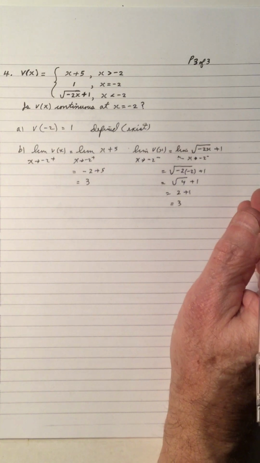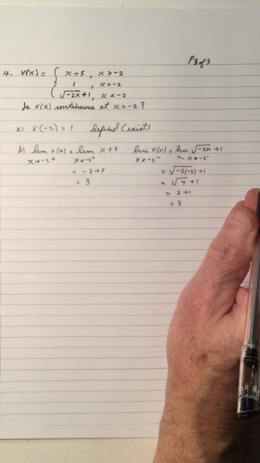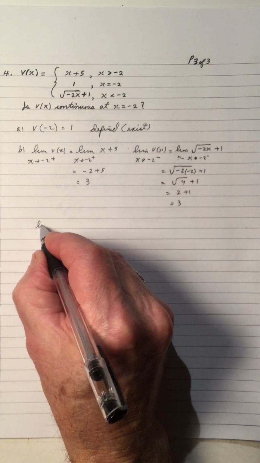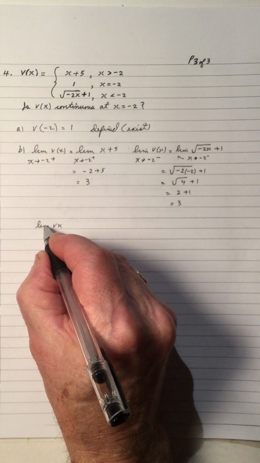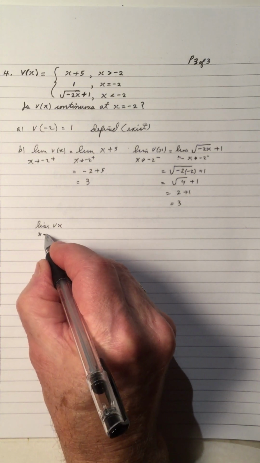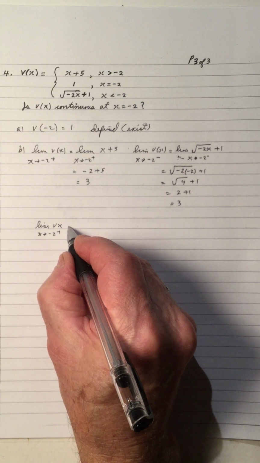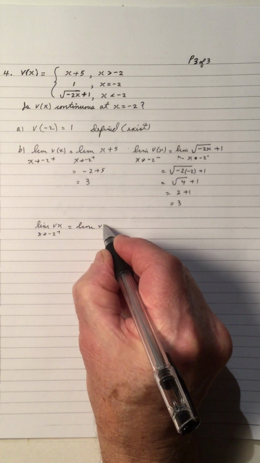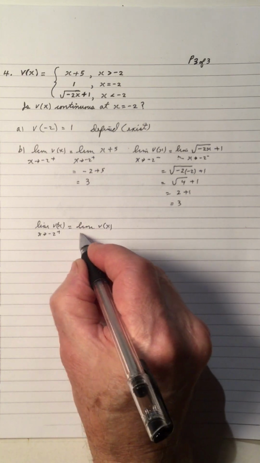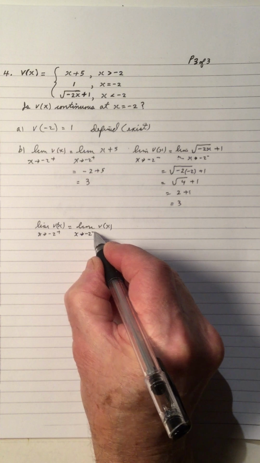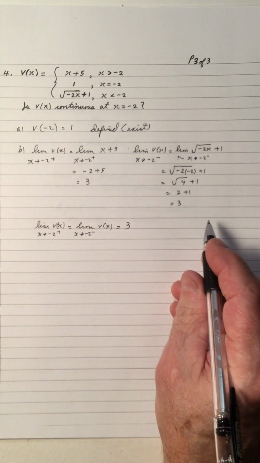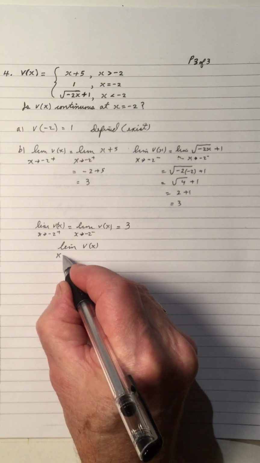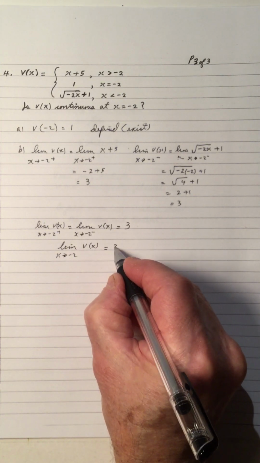Again, I apologize, I made them all 3s. I should have scrutinized it a little more carefully, but I just noticed it. So that means the limit of v of x as x approaches -2 on the right side is equal to the limit of v of x as x approaches -2 on the left side, all equal to 3. So the limit of v of x as x approaches -2 is 3.